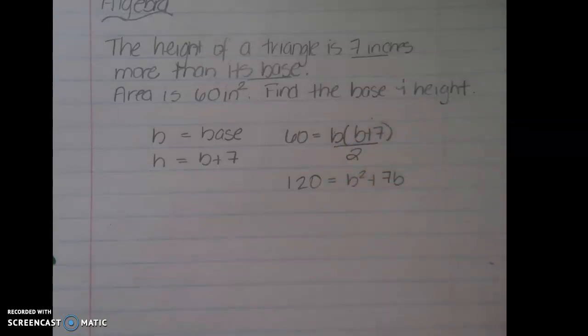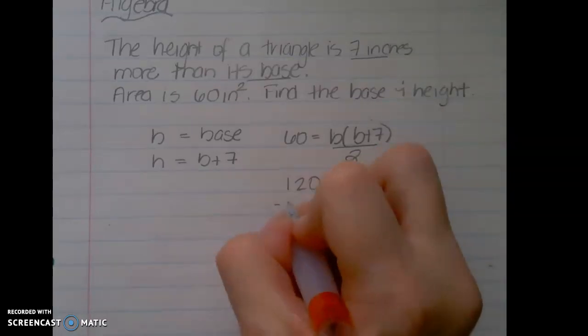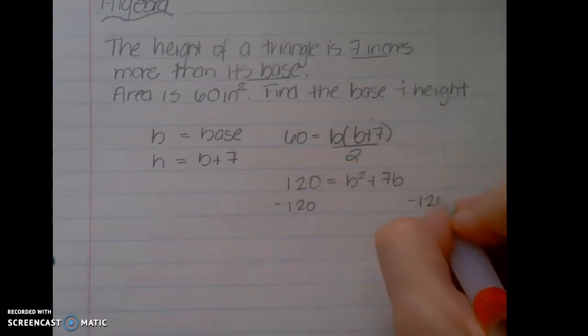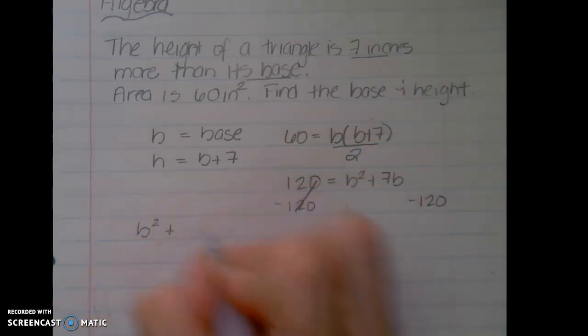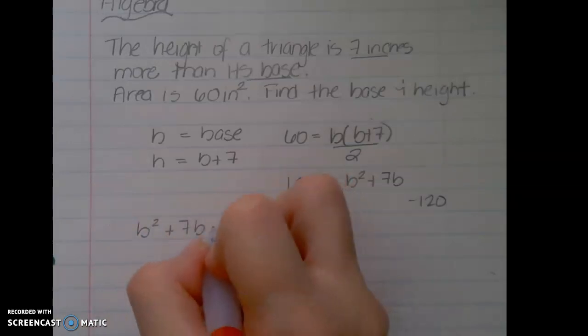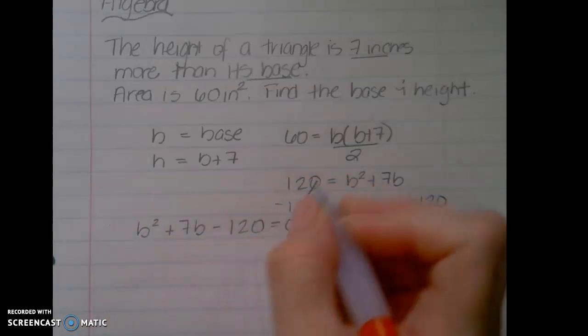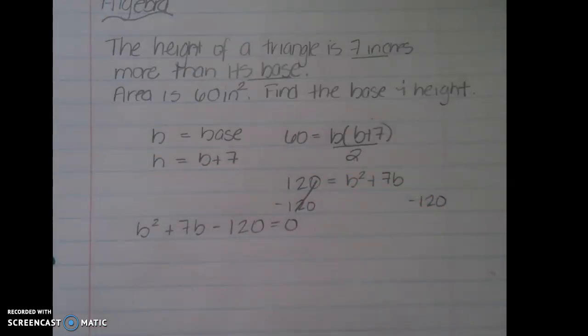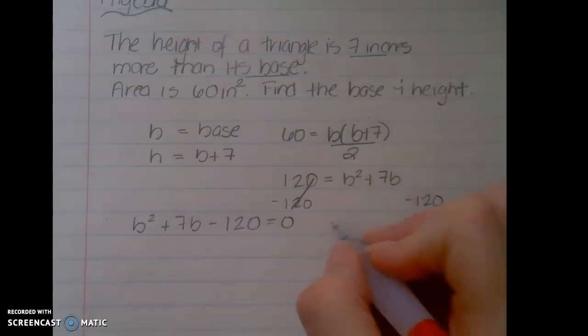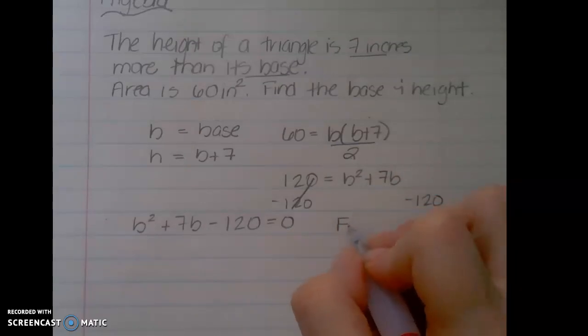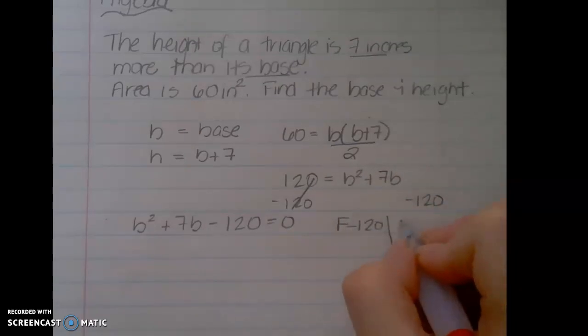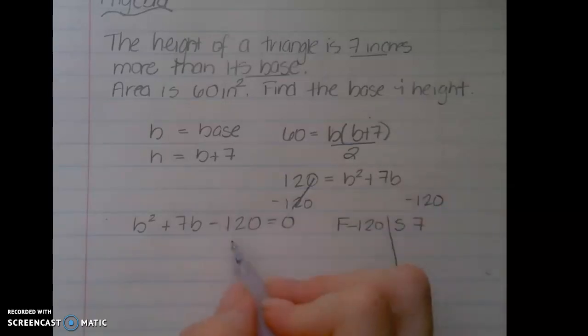Looks like we're going to have to factor. So let's subtract 120. I'm going to rewrite the problem over here. B squared plus 7b minus 120 equals 0. Oh, factoring, your favorite from algebra. All right, so I need to find what factors, when I multiply them, are going to give me negative 120 and are going to give me a sum of 7.